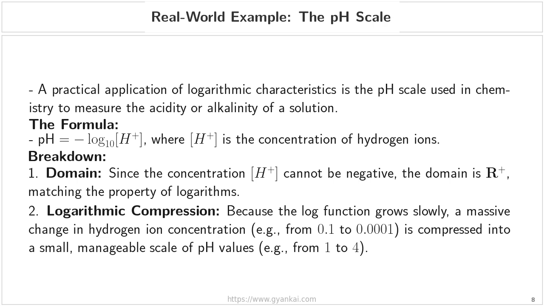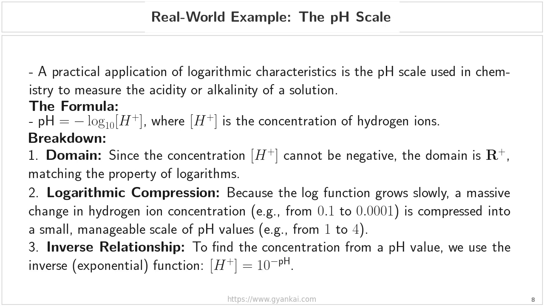Next, let us discuss the concept of logarithmic compression. In slide 5, we noted that while logarithmic functions increase, their rate of growth slows down significantly. This is incredibly useful here. Because of this slow growth, a massive change in hydrogen ion concentration, for instance, a drop from 0.1 to 0.0001, is compressed into a small, manageable scale of pH values, such as a change from 1 to 4. This makes the data much easier for scientists to work with.